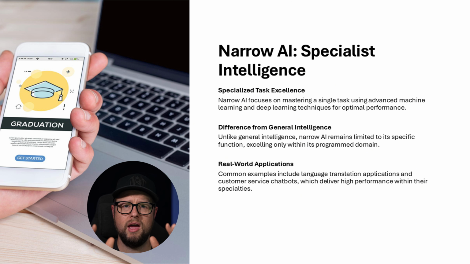Finally, we have narrow AI, a specialized form that focuses on excelling at one particular job. It uses principles from machine learning and deep learning to become an expert in its specific domain. Narrow AI sticks to what it knows best. Everyday examples include language translation apps and customer service chatbots. These systems are tailored for effective performance on specific tasks.